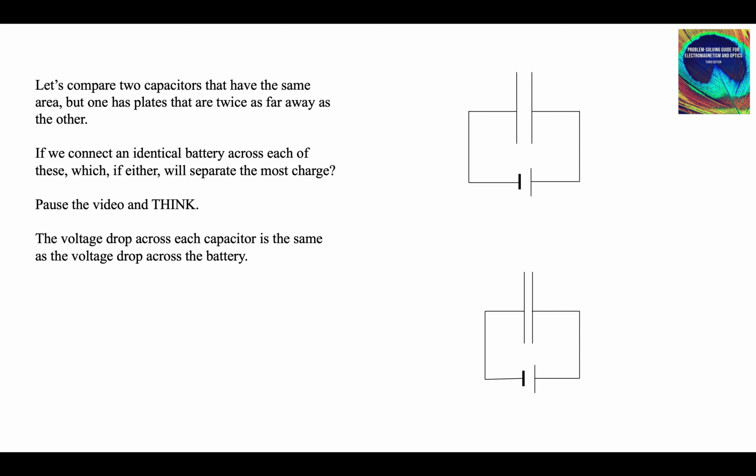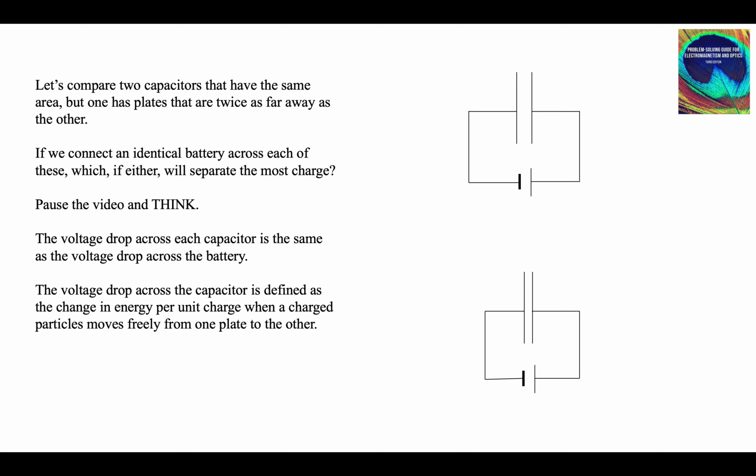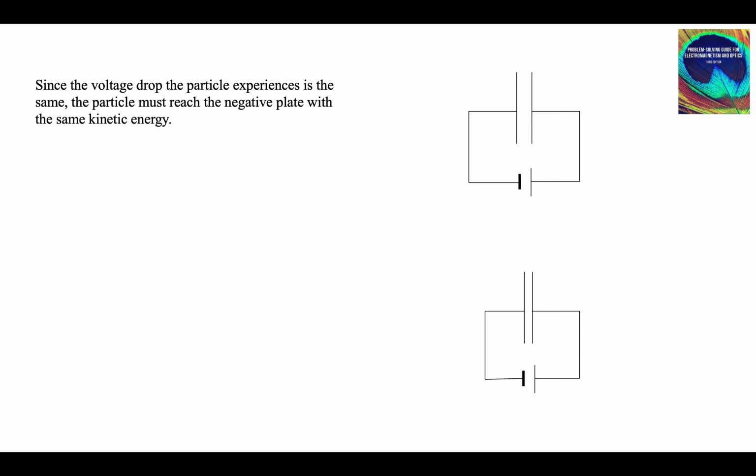Okay, the voltage drop across each capacitor is the same, and it's the voltage across the battery. If the battery is 12 volts, the voltage drop across this gap is 12 volts. The voltage drop across this gap is 12 volts. The voltage drop is the energy a charged particle gets as it falls from one to the other. So if we release a positive charge at the positive plate and it falls to the negative plate, it should get there with the same energy, because the voltage drop is the change in kinetic energy divided by the charge.